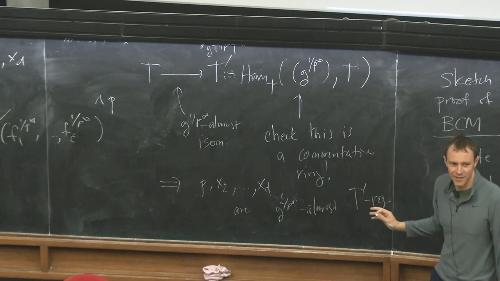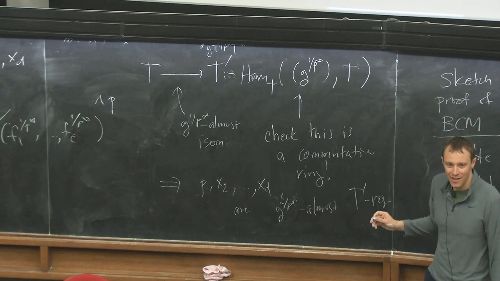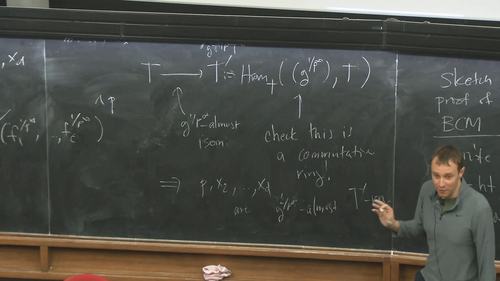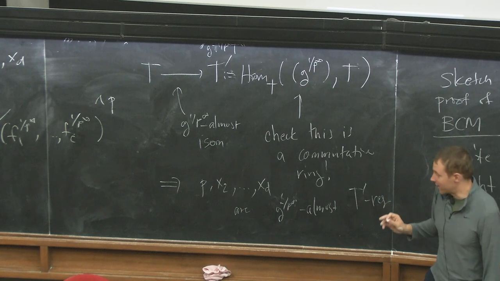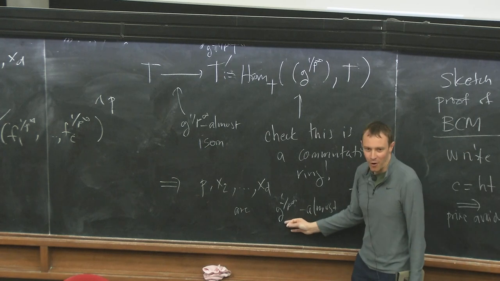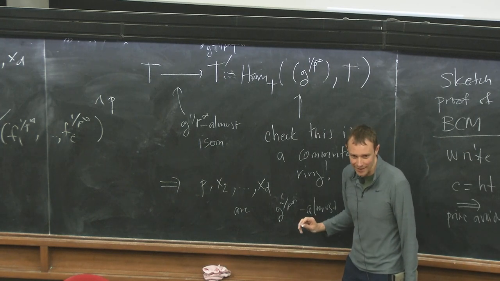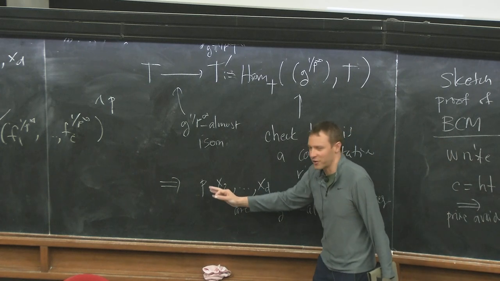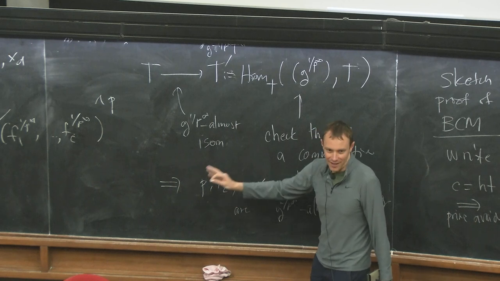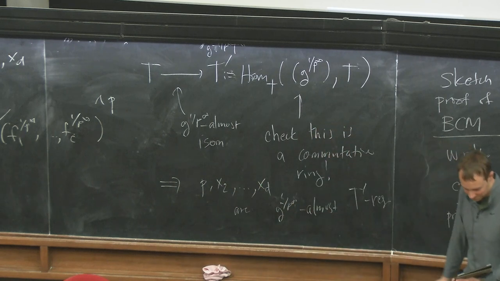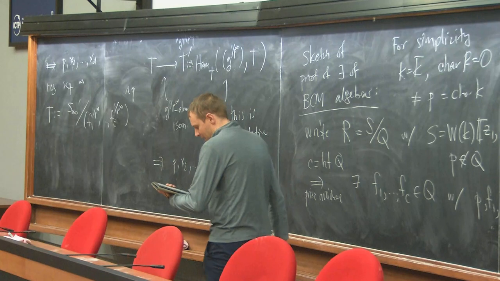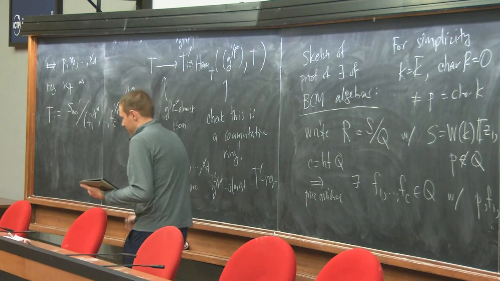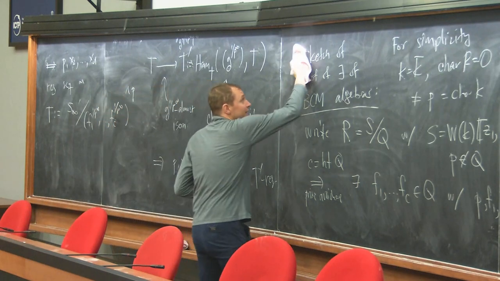Well, an almost non-zero divisor is one so that the kernel of multiplication by that element is almost zero, i.e. is killed by all powers G to the 1 over P to the E. And once I have that, now I require that when I go modulo P, x2 is almost a non-zero divisor, and so on and so forth. And that also has to be checked separately.